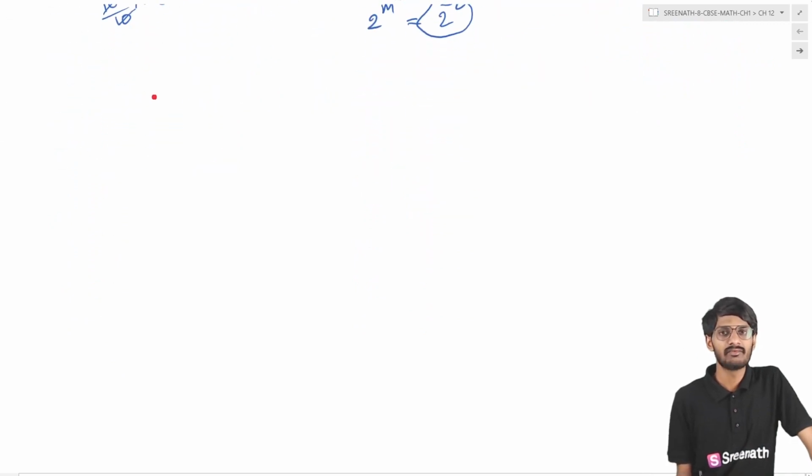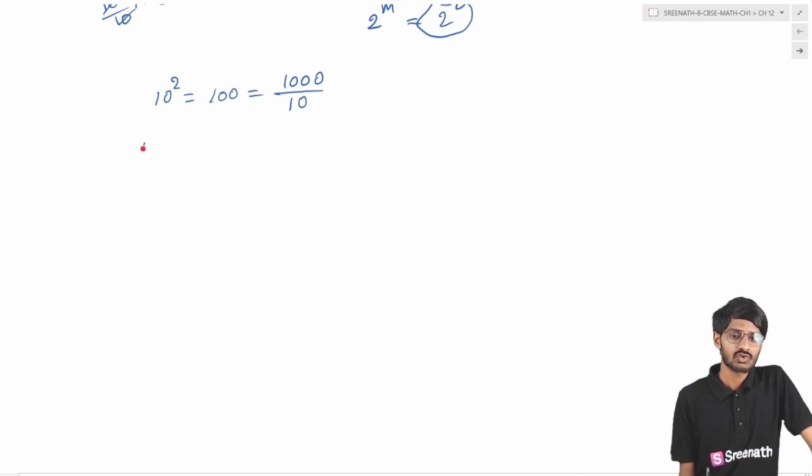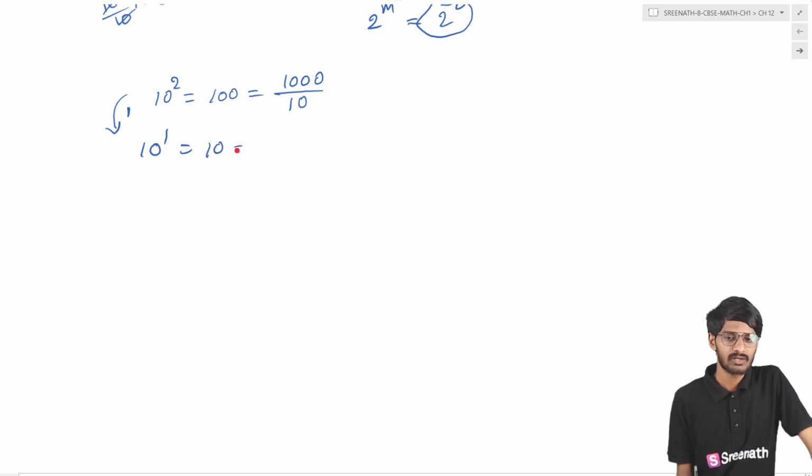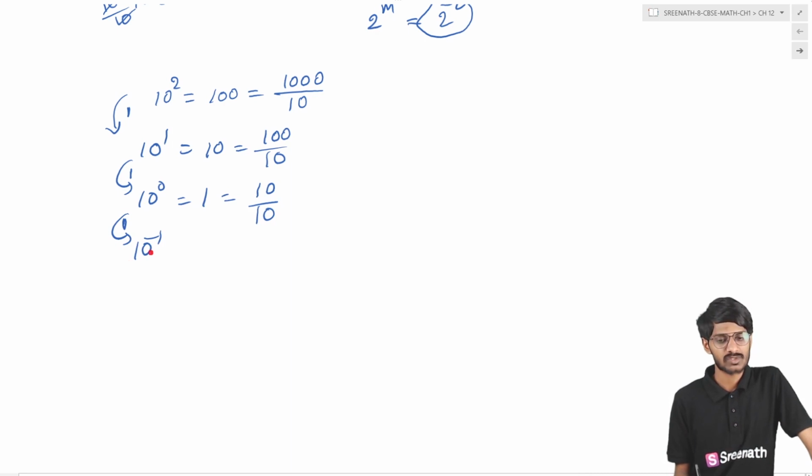So basically, whenever there is 10 square, we can write it as 100. We can write it as 1000 by 10. Whenever there is 10 power 1, if we decrease the power by 1, it will become 10, which we can write as 100 by 10. Whenever again the power is decreased by 1, it becomes 10 power 0, which we can write as 10 by 10. Again, if the power is further decreased by 1, it becomes 10 power minus 1.